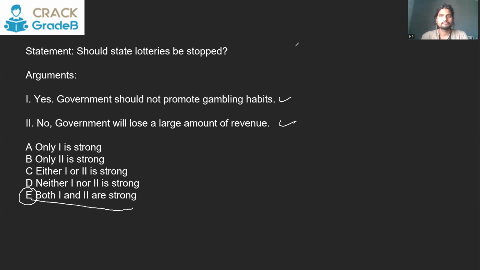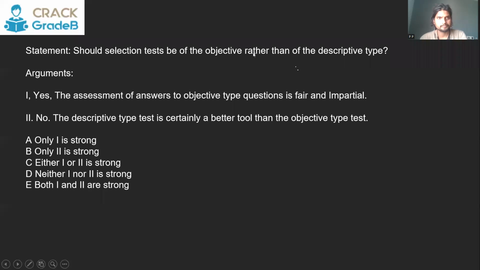Let's see the next one. This is a very, very common question. It has already been asked in several exams. Should selection tests be objective rather than descriptive type?